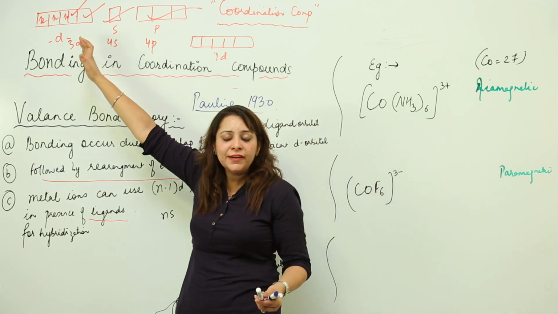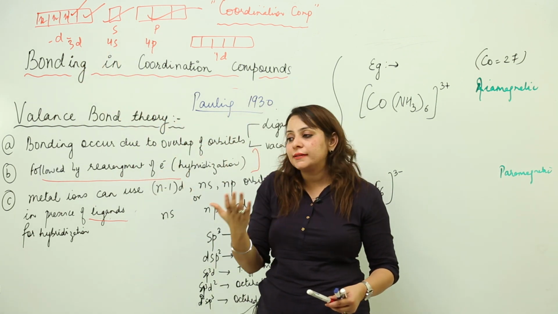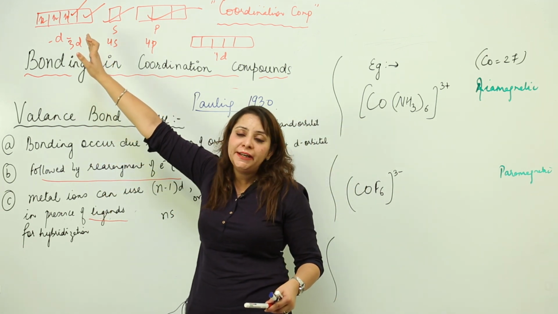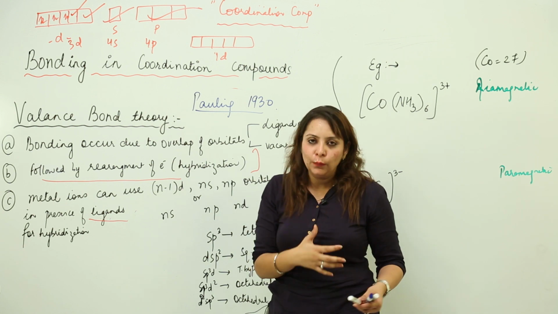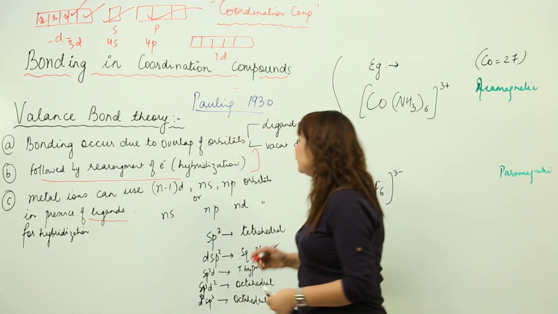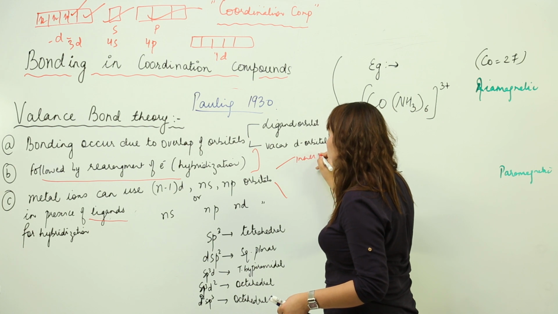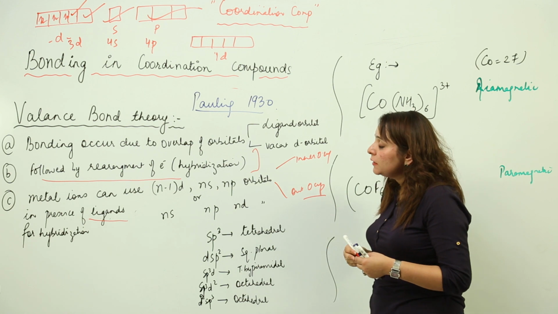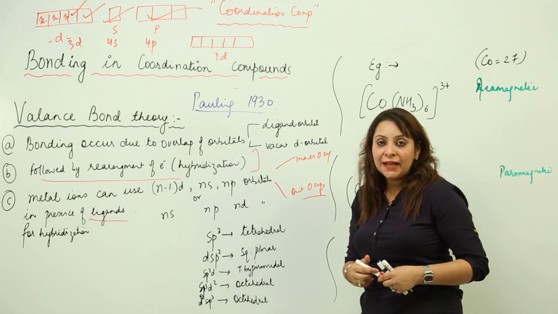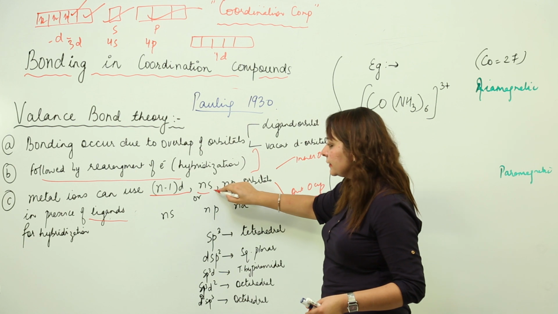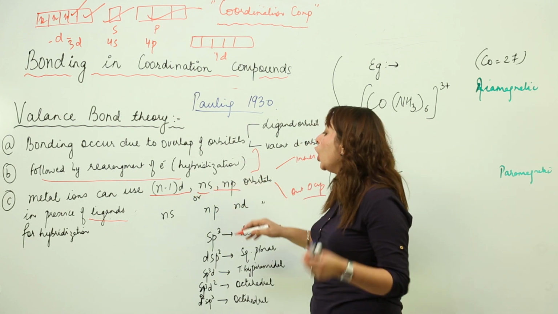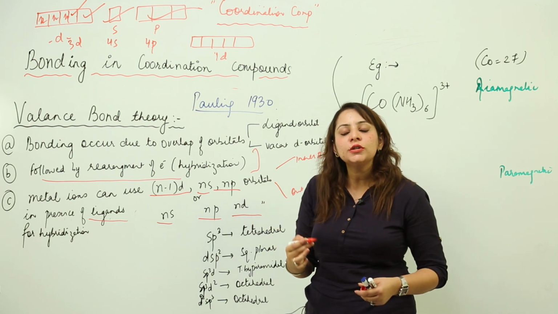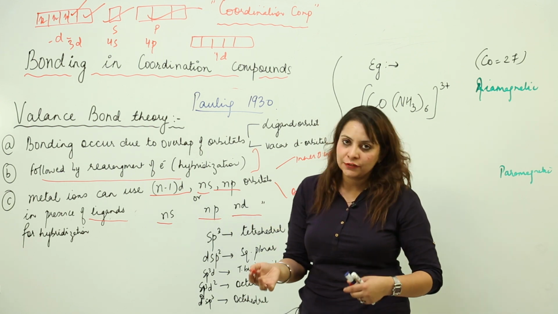If the d is completely filled, then obviously it is going to make use of the outer d orbital, and if the penultimate d is not completely filled, then it can make use of the inner one also. Depending upon that, we have two kinds of complexes, inner orbital complex and outer orbital complex. So the orbitals which can hybridize can be (n-1)d, ns, np, or it can be ns, np and nd. Either of them we can use, and depending upon that our complex is going to be that.